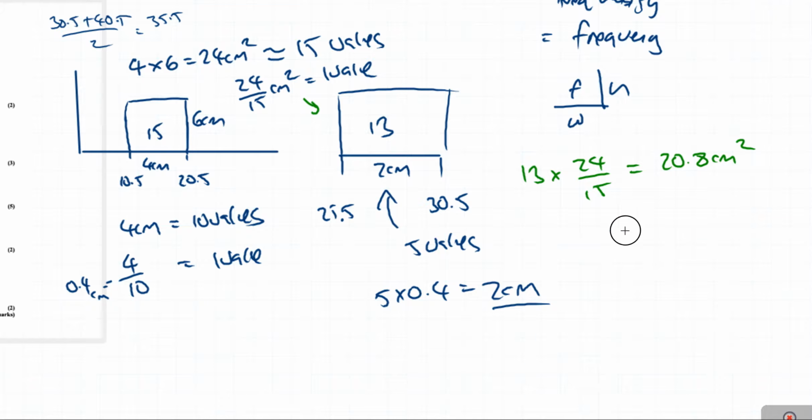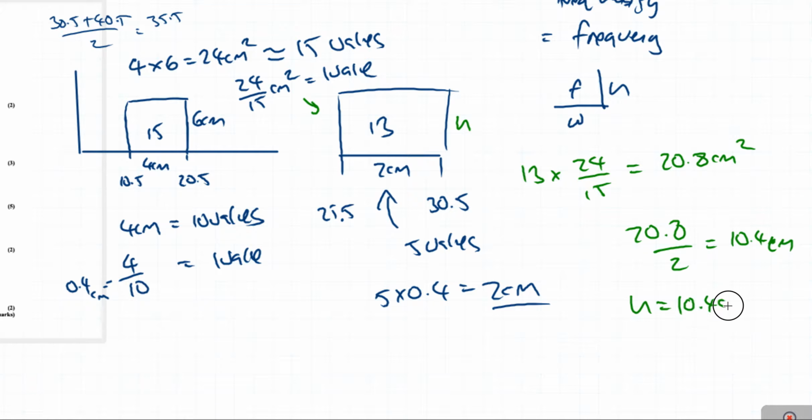So therefore we can say, well, 20.8. We want to find the height, so we're going to divide by 2 because it's a quadrilateral. So divide by 2, we get a height of 10.4 centimeters. So height is 10.4 centimeters. And that's it. So your answer here is going to be a width of 2 centimeters and a height equals 10.4 centimeters.